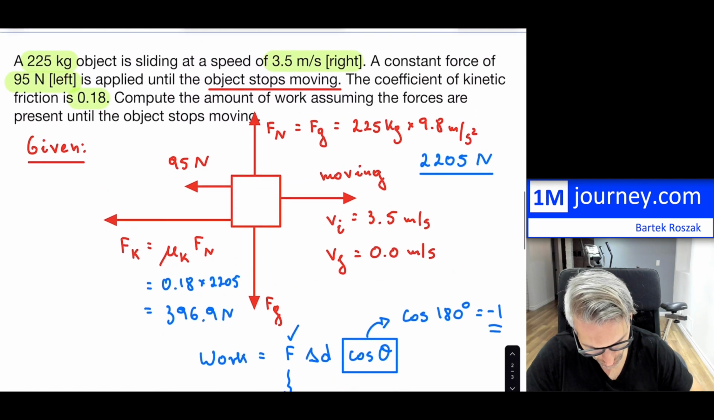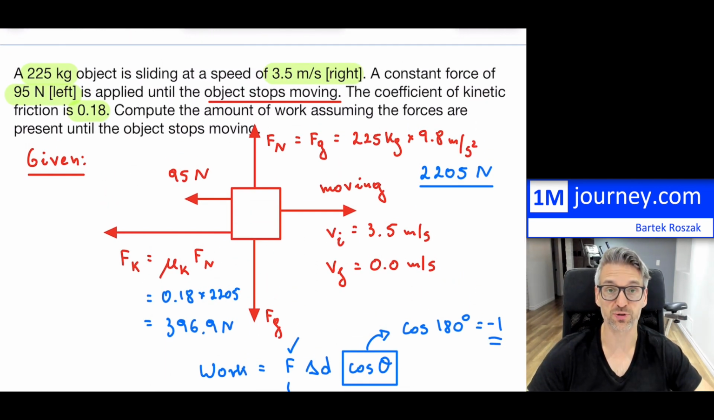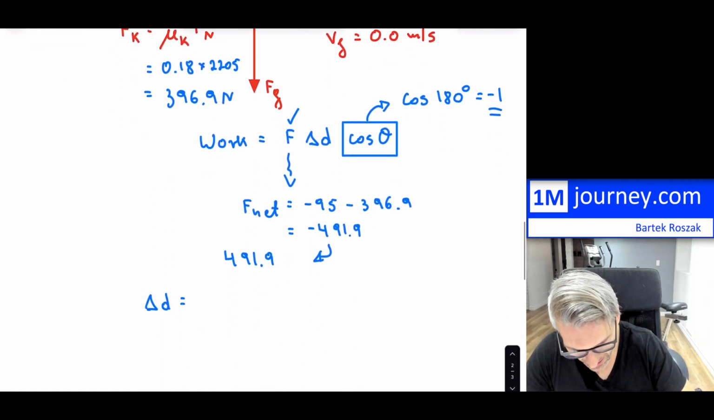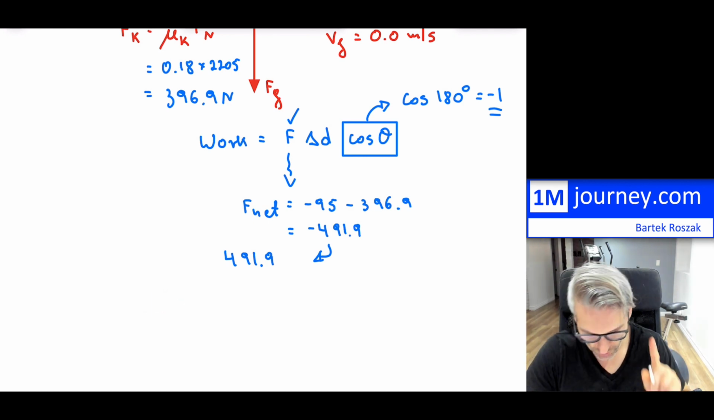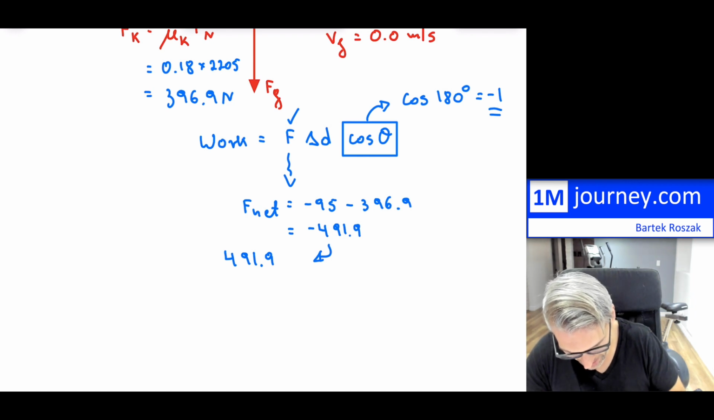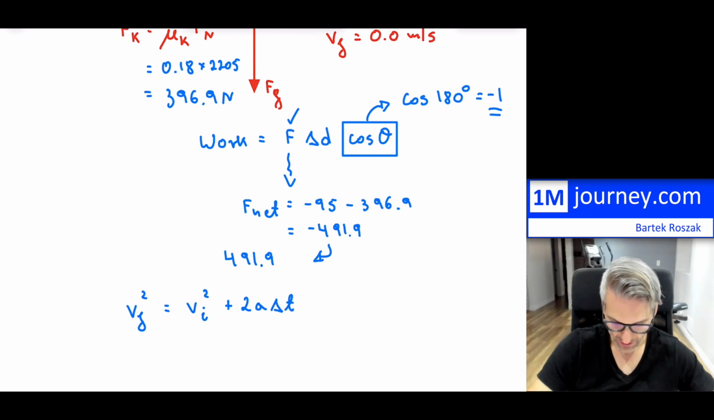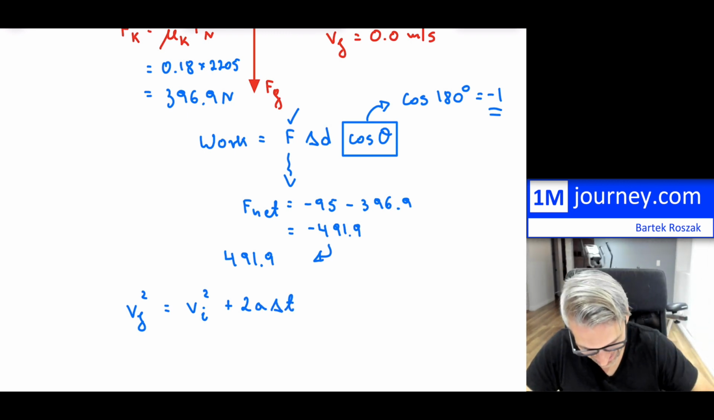However, notice that they do not give me the amount of time. I can find out what the time is, but this again will bring me back to my kinematic equations. So if I go back to my kinematic equations, actually the most useful one to find delta D is this one: V final squared is equal to V initial squared plus 2 times the acceleration times delta D. Delta D, that's what you're going to have as an equation.